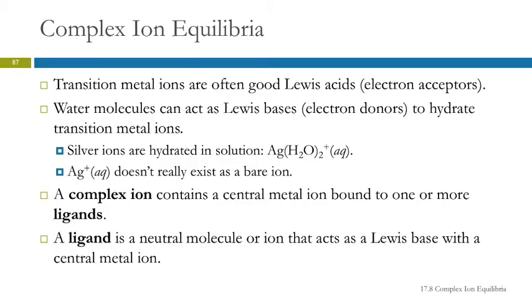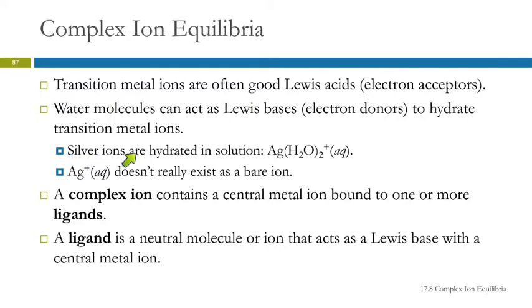Okay, complex ion equilibria. So transition metal ions often can be good Lewis acids, so electron acceptors. And the one that we've looked at is iron 3, which acts as a Lewis acid. Water molecules act as Lewis bases. They can donate electrons because oxygen has 2 lone pairs in water, right? So the water molecules can come around and hydrate the transition metal ions.